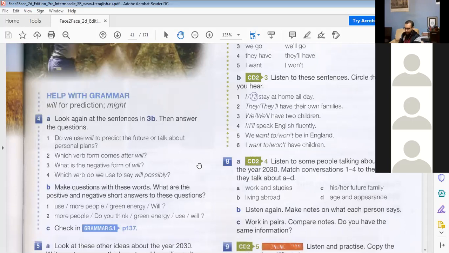2. Well, we won't be in England, that's for sure. In 2030, we'll have a house somewhere hot like Spain or France. We have 2 children, you see, so we can't move now. But they'll have their own families by then, so we can live wherever we want.